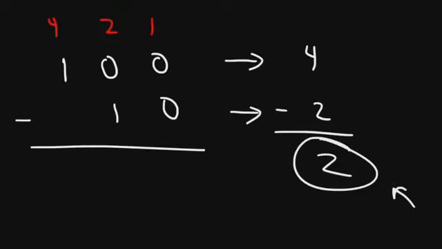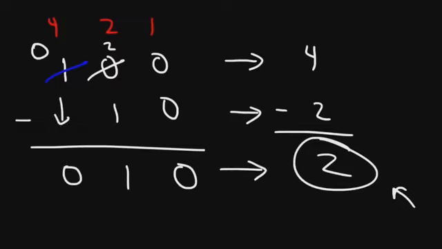Starting with the first column, 0 minus 0 is 0. Now, 0 minus 1, we can't do that, so we need to borrow a 1. So that's going to disappear, that's going to change to 0, and this becomes a 2. 2 minus 1 is 1. And you could bring the 0 down if you want to. 0, 1, 0 has the decimal equivalent of 2, so this answer is correct.